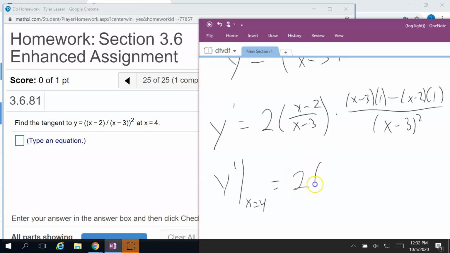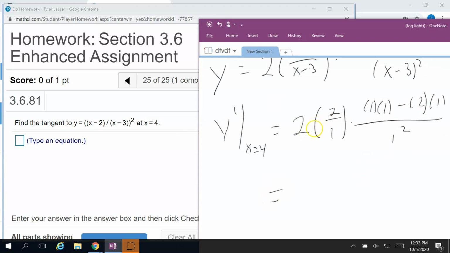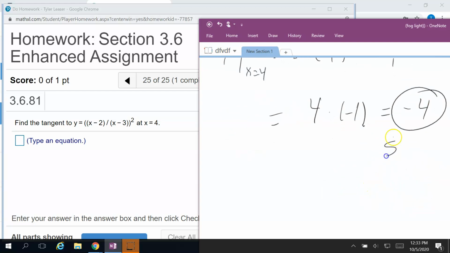So we get 2, x minus 2 is now 4 minus 2, so 2 over 4 minus 3, 1, times 4 minus 3, 1, times 1, minus 4 minus 2, 2, times 1, all over 4 minus 3, 1 squared. 2 times 2 is 4. This is 1 minus 2, which is negative 1 over 1. And then 4 times negative 1 is just negative 4. That's going to be my slope.